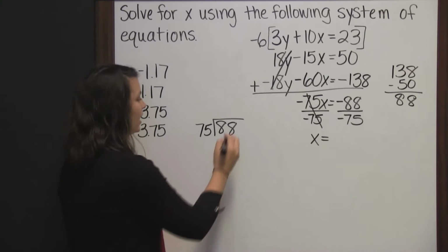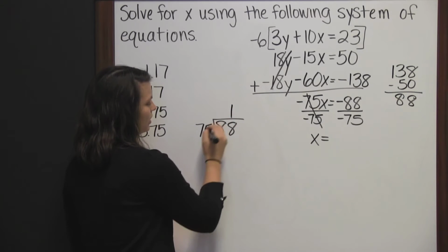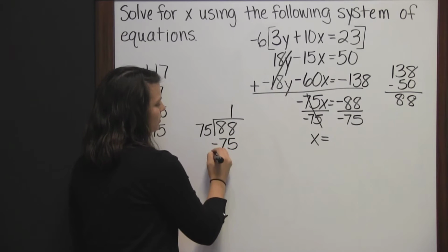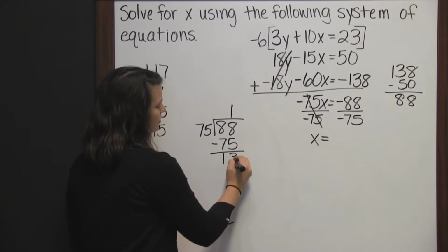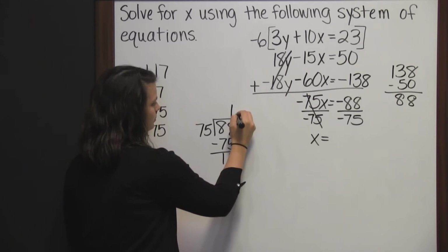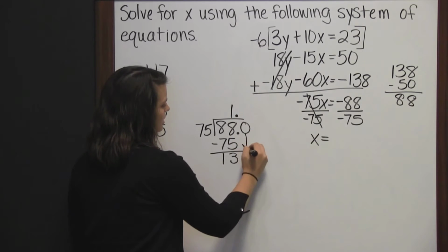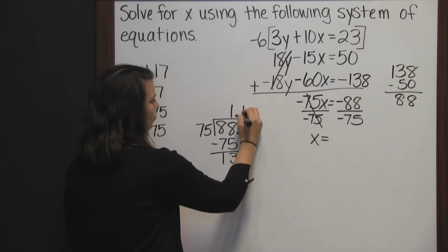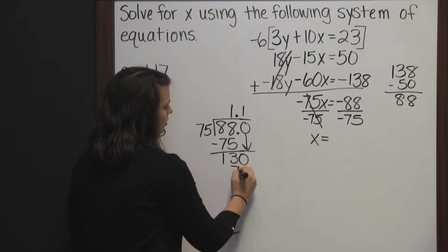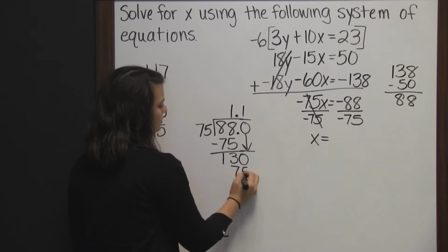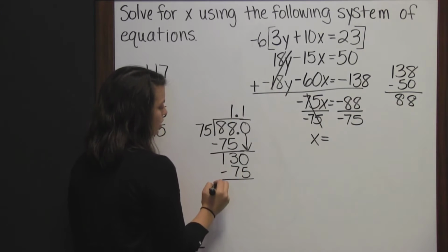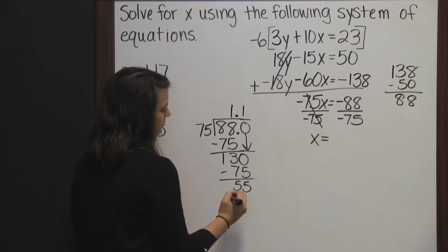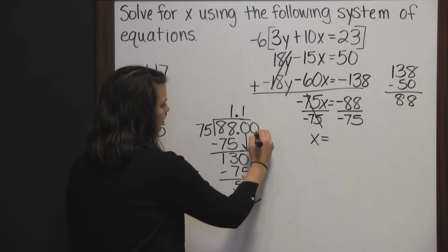75 goes into 88 one time. 75 times 1 is 75. We subtract and we get 13. Add a decimal and a 0, bring it down. 75 goes into 130 one time. 75 times 1 is 75. Subtract and we get 55. Add a 0 and bring it down.